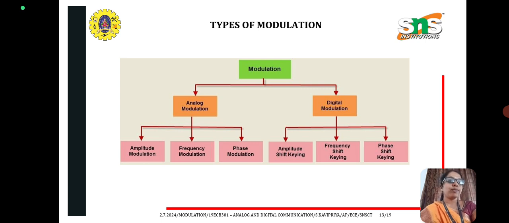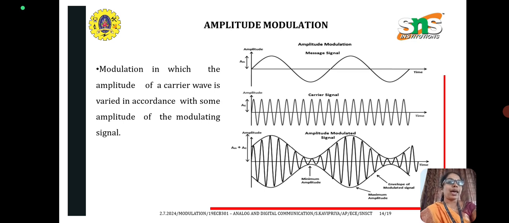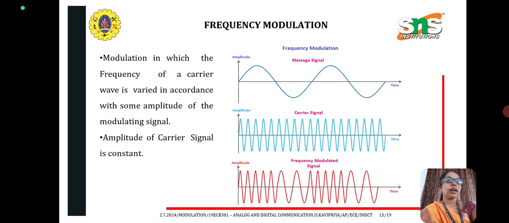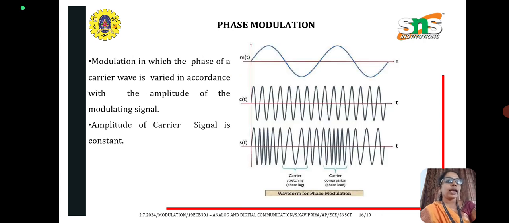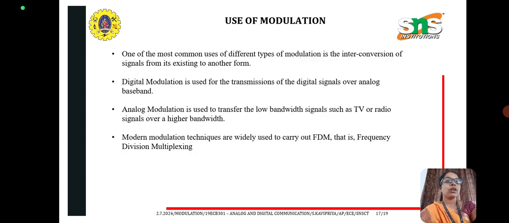And we have the types of modulation as analog modulation and digital modulation. Under analog we have amplitude, frequency and phase. Under digital we have ASK, FSK and PSK. In amplitude modulation, we change the amplitude of the carrier signal in accordance with the input signal. In frequency modulation, we change the frequency of the carrier signal in accordance with the amplitude of the input signal. In case of phase modulation, we change the phase of the carrier signal in accordance with the amplitude of the modulating signal.